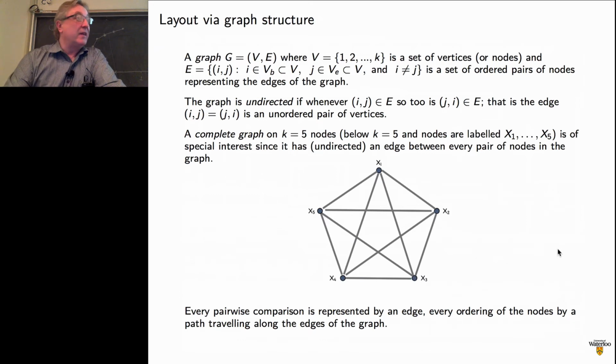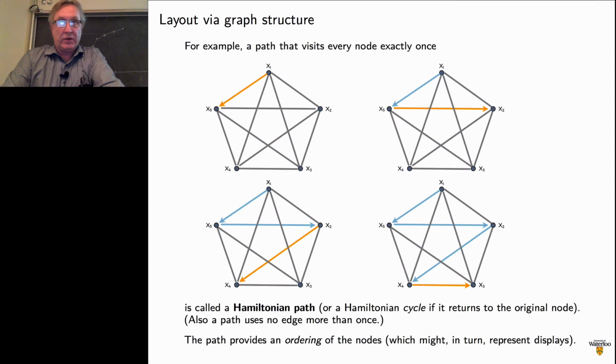I want to think about a layout as some traversal of this graph. I'm going to take a walk around that graph. So that walking around following the edges is going to provide some ordering of the nodes. Okay? Does that make sense?